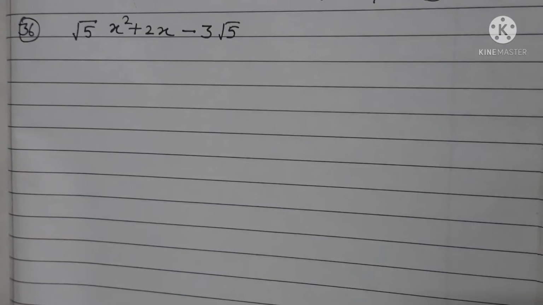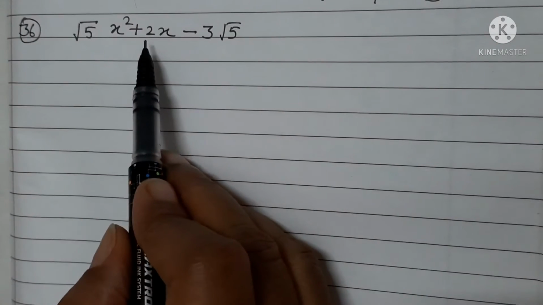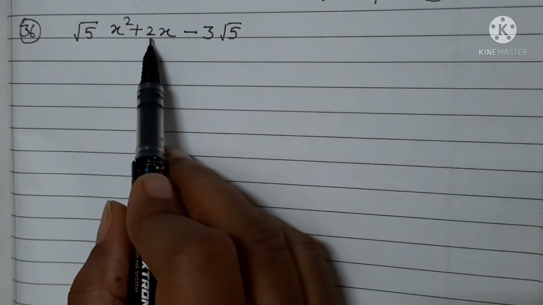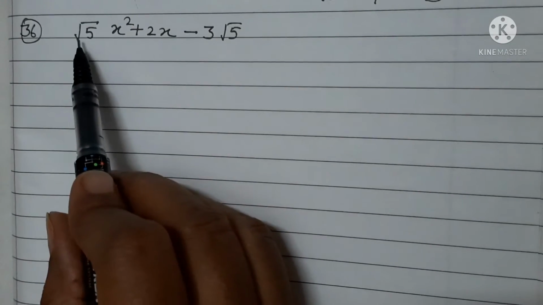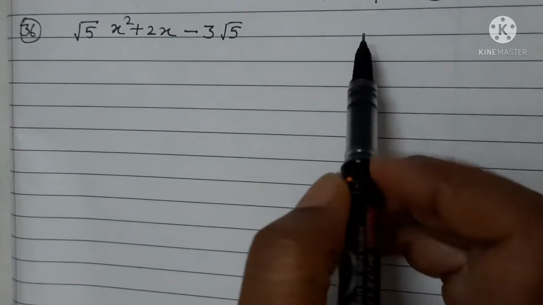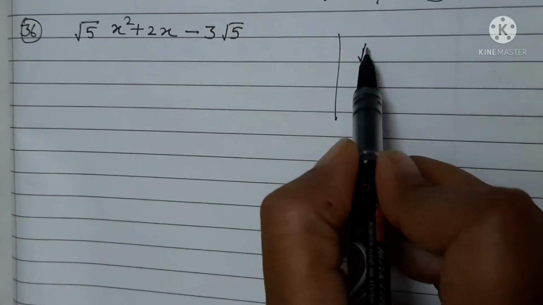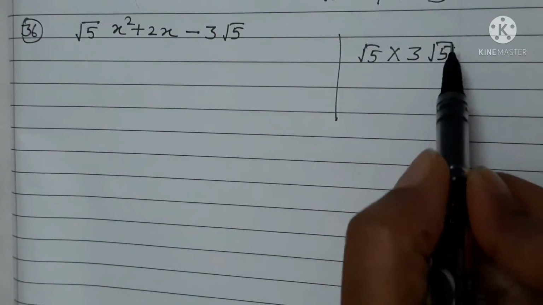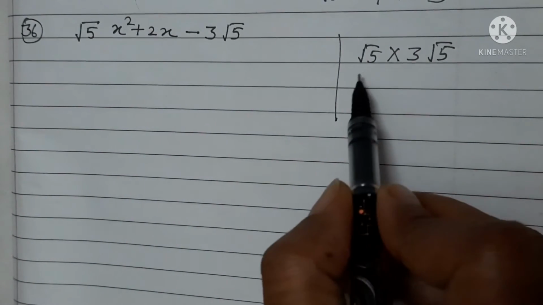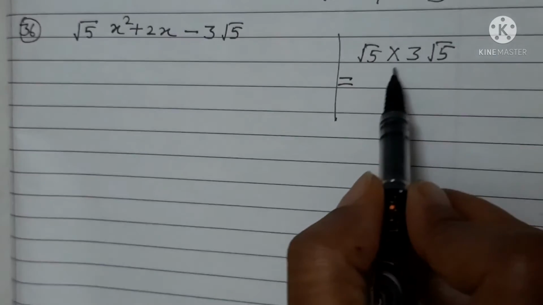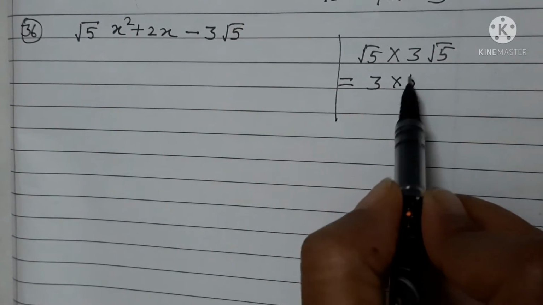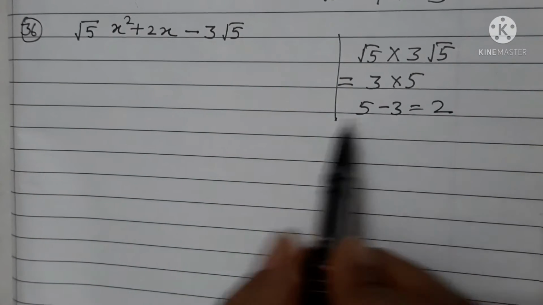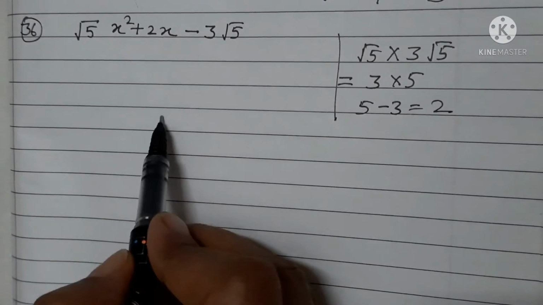Now split the middle term 2x into 2 parts, so the sum will be 2 and the product will be root 5 into minus 3 root 5. So root 5 into minus 3 root 5. I am not taking the sign here. This becomes 3 into 5 and these are 2 parts. 5 minus 3 you will get 2, and use it here and take common, then solve.